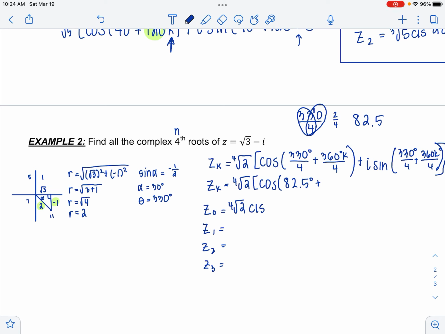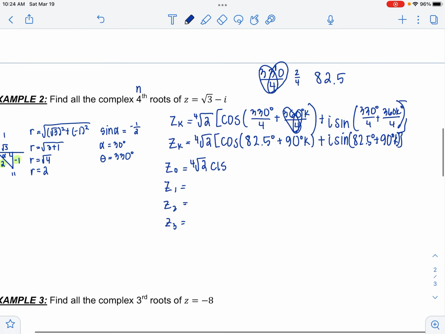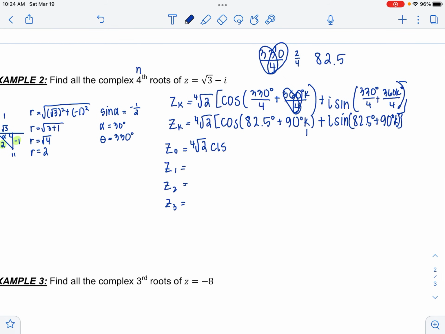Plus, and then simplify 360 over 4. So 36 divided by 4 is 9. 0 divided by 4 is 0, so 90k. Plus I sine of, the same thing. 82.5 plus 90k, 90 degrees, k. All right, now we can plug in 0. So if I plug in 0 here, I get 82.5 degrees.